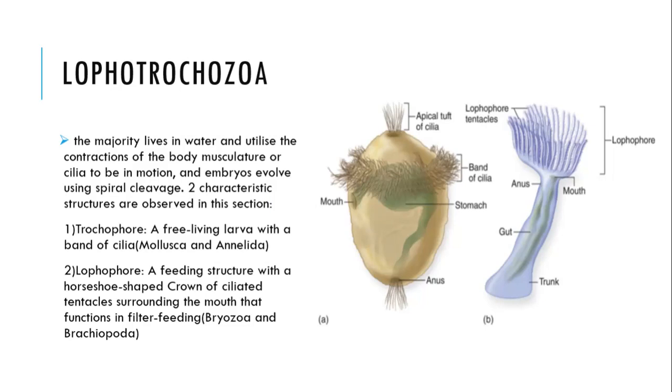Lophotrochozoans have two characteristic structures, which are the trochophore and the lophophore. A trochophore is a free-living larva with a band of cilia around the top and near the mouth. And the lophophore is a feeding structure that has a horseshoe-shaped crown made up of ciliated tentacles, and these tentacles aid in filtering food and allowing the passage of food into the mouth, as you can see here. So this is the trochophore structure, and this is the lophophore structure.